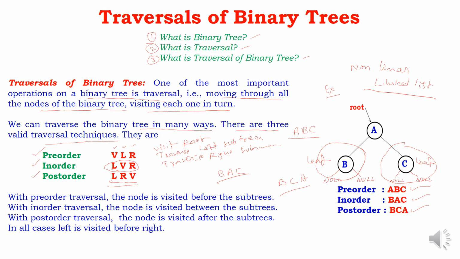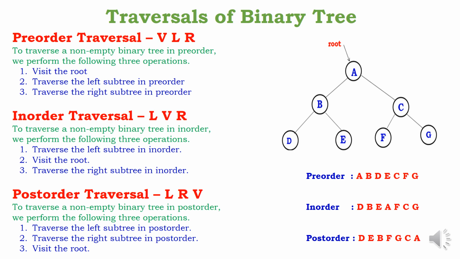In preorder traversal, the node is visited before subtrees. In inorder traversal, the node is visited between subtrees. In postorder traversal, the node is visited after both subtrees. In all the cases, left is visited before right. In this way, we can traverse a binary tree in three different orders: preorder, inorder, postorder. Let me explain all these one by one in detail.